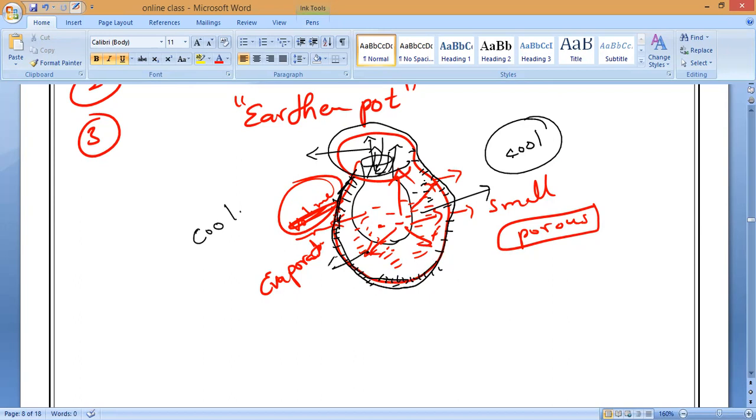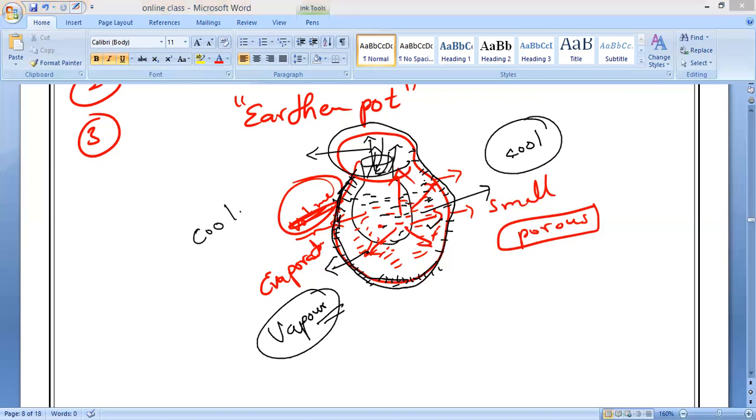It will come out as a vapor state by taking the heat energy from inside the liquid. Understand? So it leaves you the cooling effect. This is how the earthen pot makes the water cool. Is it easy or difficult, guys? Please respond. Easy, sir. That is what. Next, you can see.